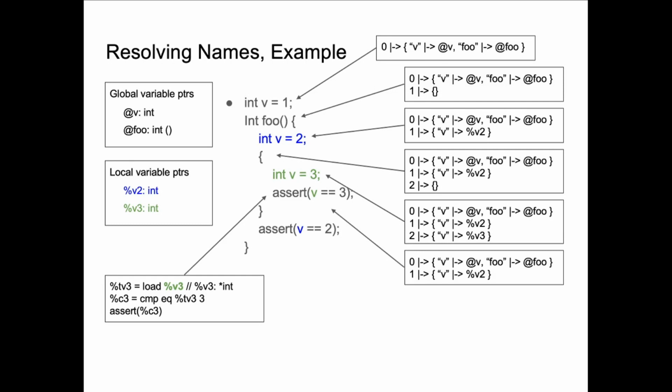Now, this code block is exited, and as a result, the last layer should be popped. That means the last layer that contained the mapping from v to &v3 is finished, and v no longer points to &v3 from now on. The reason is that the block in which this v is declared is exited, and it is no longer referenceable.